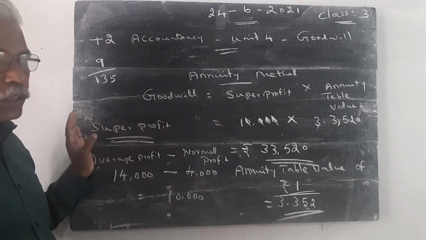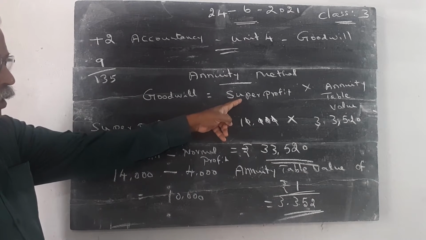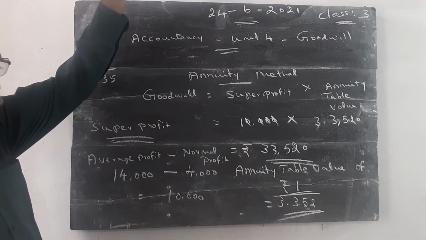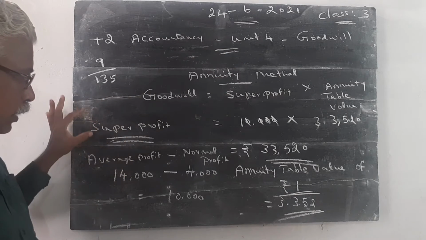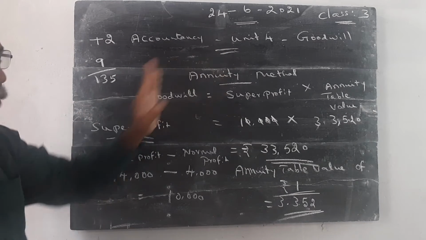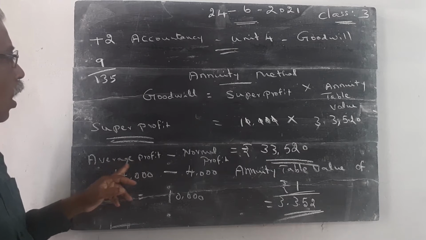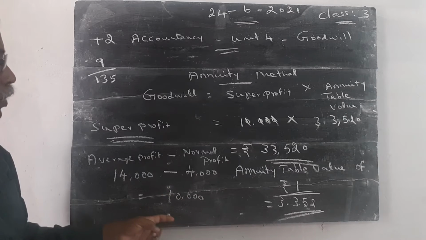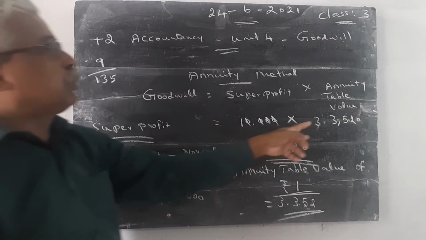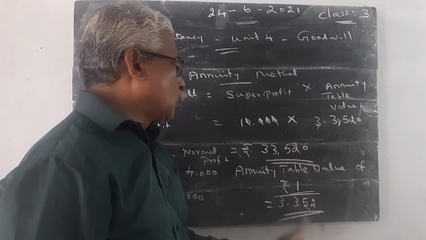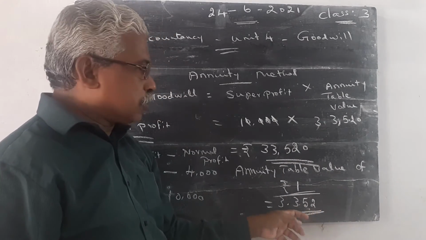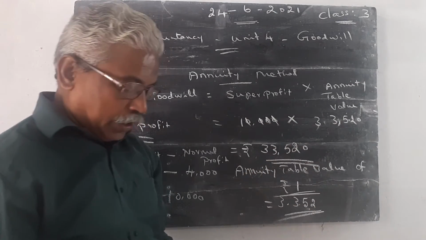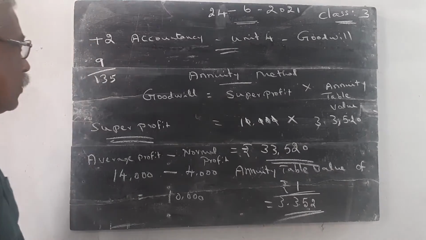Very simple question. We already solved questions under super profit. How do we calculate the super profit? In the last 3 or 4 problems we studied super profit, and the same procedure is applicable in the annuity method also. Super profit is equal to average profit minus normal profit, both given in the question. So super profit is 10,000, into 3.352, which is also given in the question. We simply multiply and get 33,520.